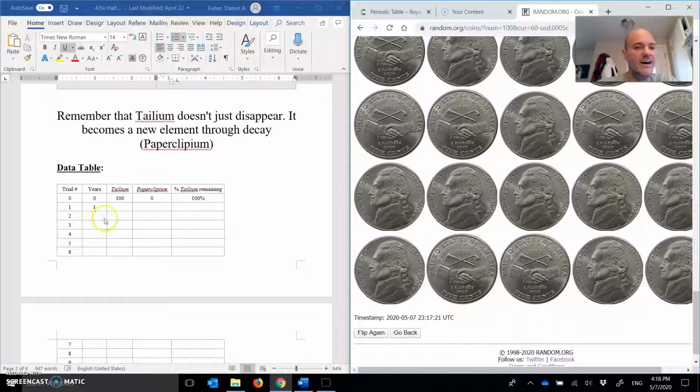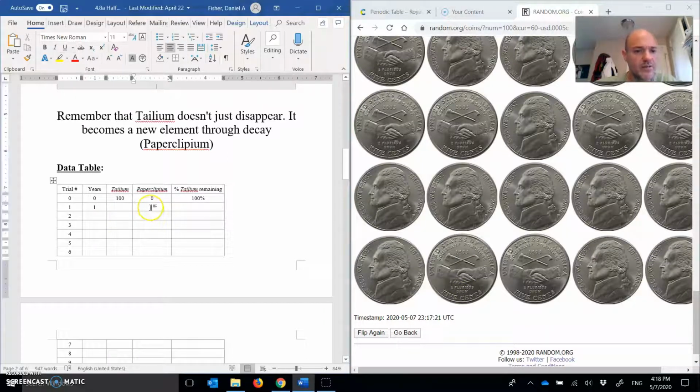58. All right. So that means when I come back here, I had 58 that flipped over as heads. Those don't disappear. They turn into something else. Remember when we watched an element go through radioactive decay, it didn't disappear. It became another element. So we had 58 become paperclipium. That means 100 minus 58 is 42, so I've got 42 thallium left. That would be 42% of the original. 42 divided by 100 is 42%.